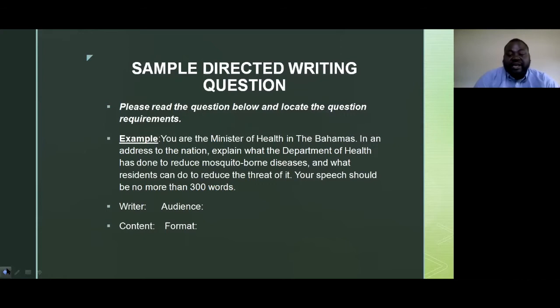They require you to say what the Department of Health has done to reduce mosquito-borne diseases. And then you must talk about what residents, or the same Bahamian public that you are addressing as your audience, can do to help reduce the threat. And so when you read a question like this on your examination paper, I would expect to see the words Minister of Health in the Bahamas underlined, addressed to the nation, what Department of Health has done to reduce mosquito-borne diseases, residents circled, reduce threat to, speech circled, 300 words circled.